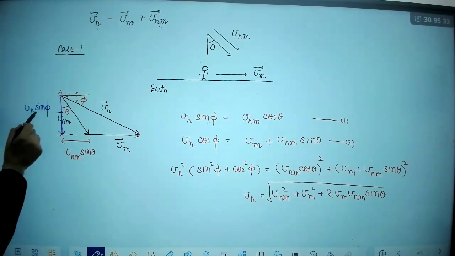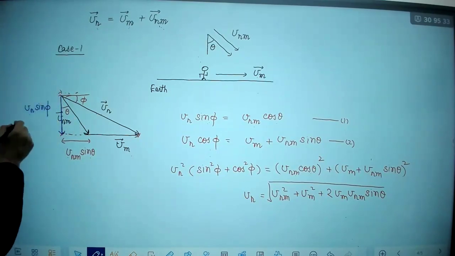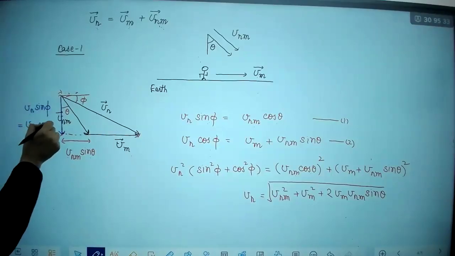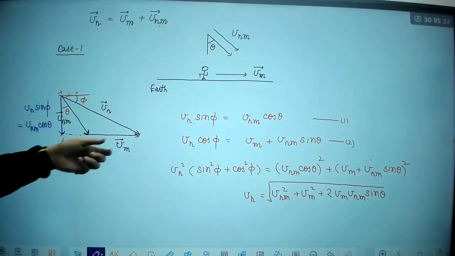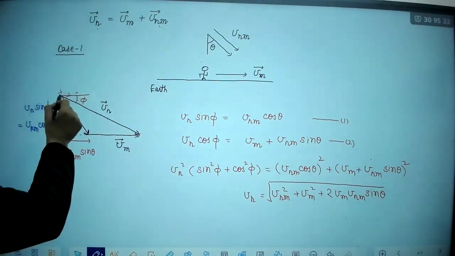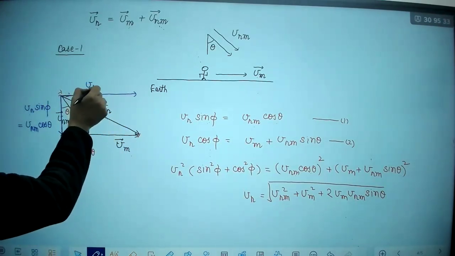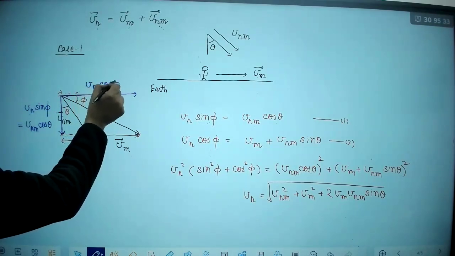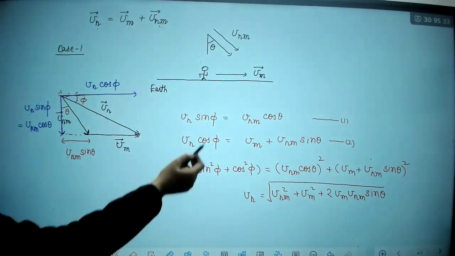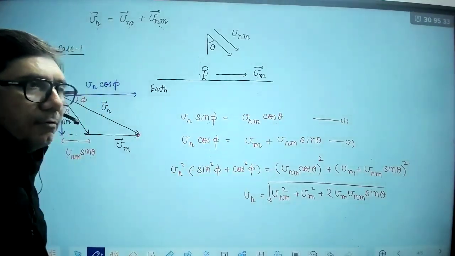Now try to find out how you can create these equations. This vector VRM is there. You can also resolve it in this direction, so this will be VRM cos theta. You have to learn how you are going to create these equations. Second, if you resolve this vector VR in this direction, it will be VR cos phi. And this VR cos phi will be equal to Vm plus Vrm sine theta. In this way, you can create these two equations, and numbers will be there with you. You can easily solve this type of equation.